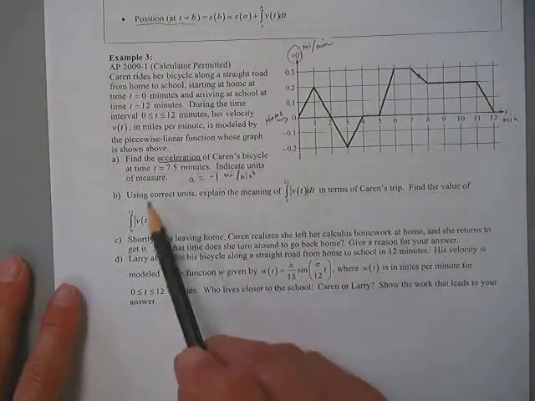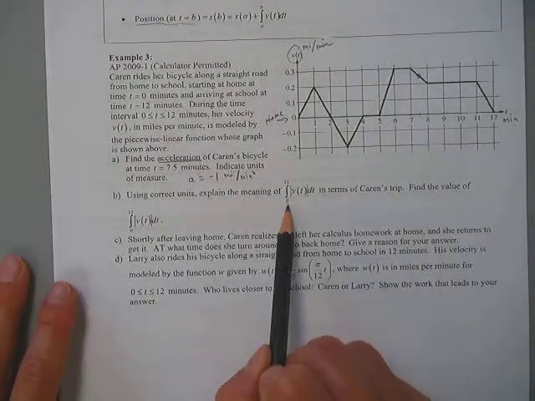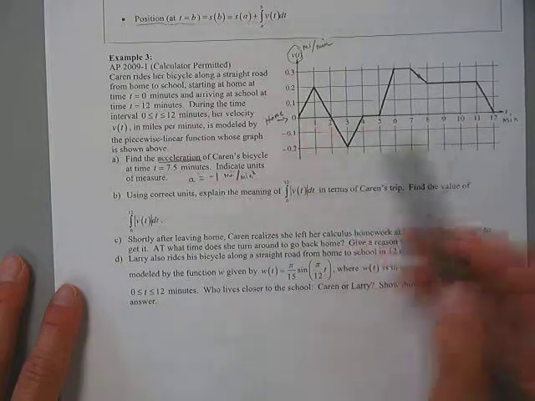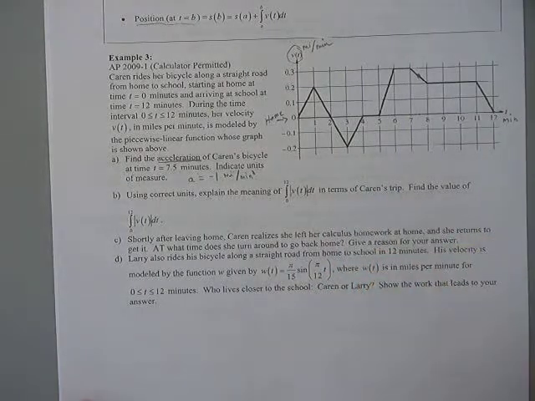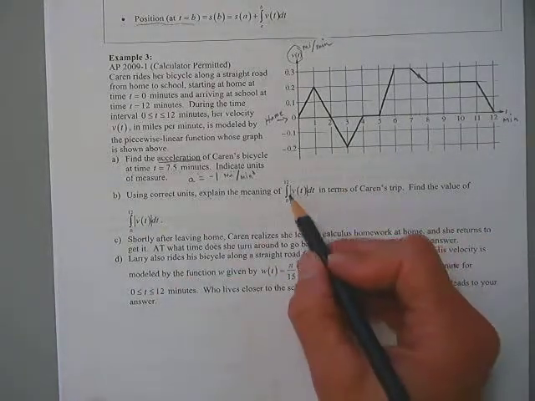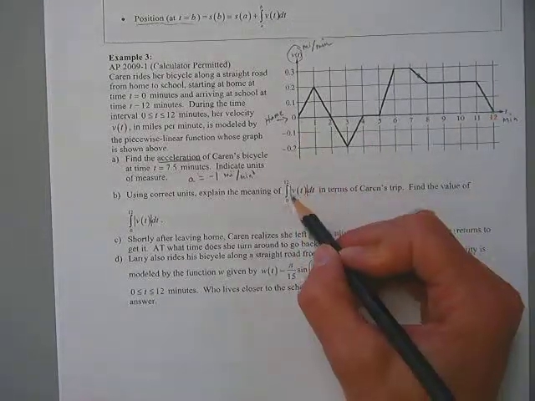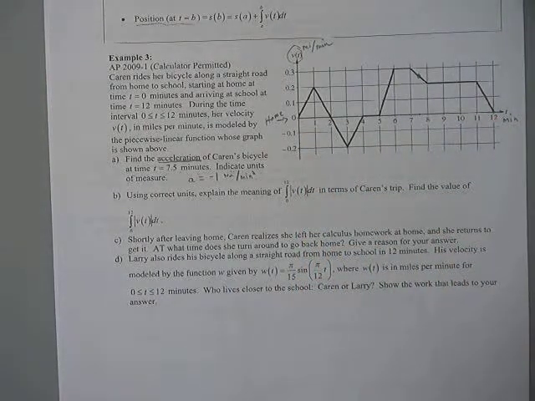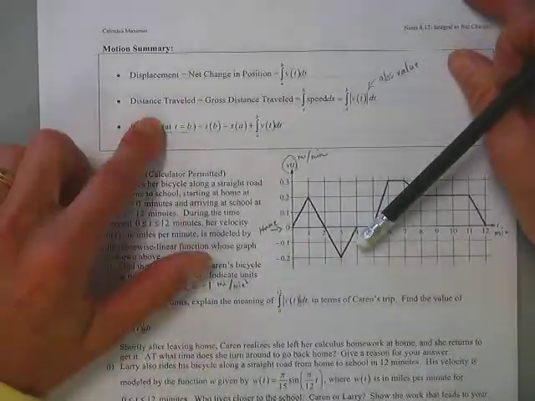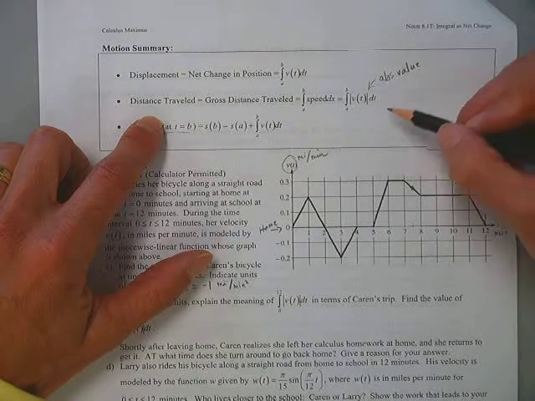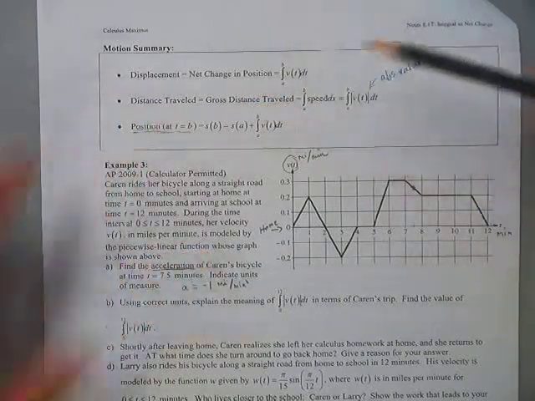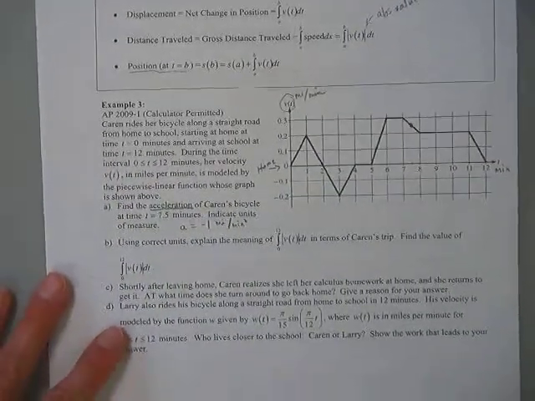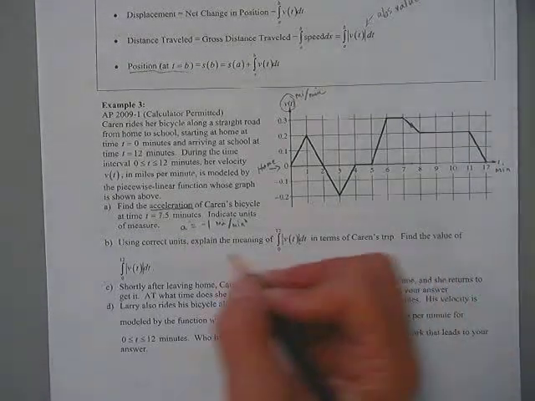Using correct units, explain the meaning from 0 to 12 of the absolute value of velocity in terms of Karen's trip. All we have to do is explain this. What does this mean from 0 to 12, the absolute value of velocity? What did we just talk about right up here? When you take the absolute value, what does it mean? It's the gross distance traveled. What do we typically say? Total.